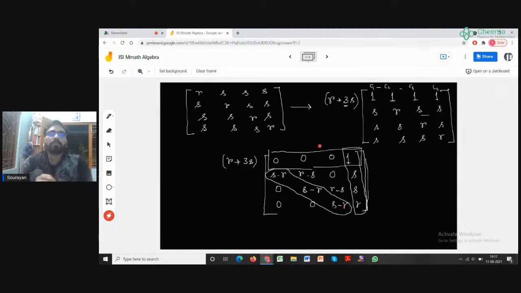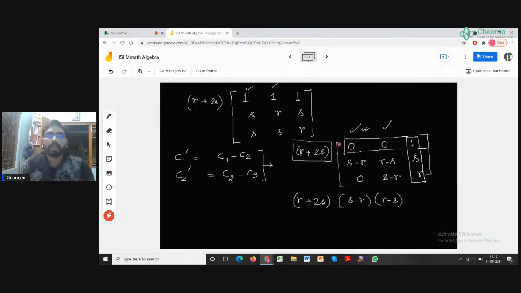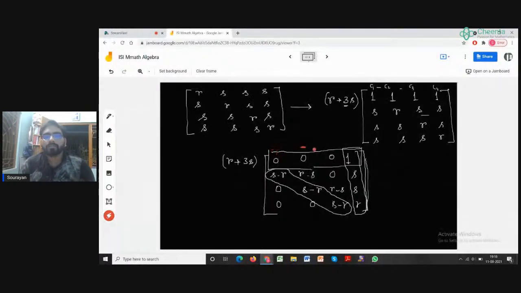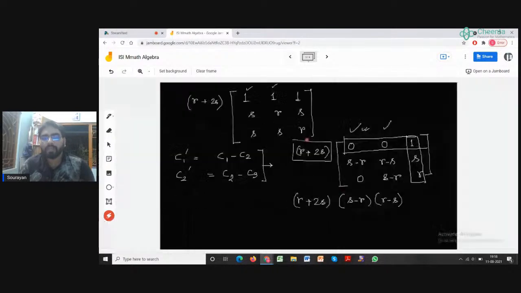Now the only thing that you need to worry about is, whenever we had 3 cross 3, how did the determinant look? Plus 0, minus 0, plus 1. But here it will be plus 0, minus 0, plus 0, minus 1. So now it will be r plus 3s into minus 1 into s minus r whole cube, whereas for 3 cross 3 we had r plus 2s into s minus r whole square.